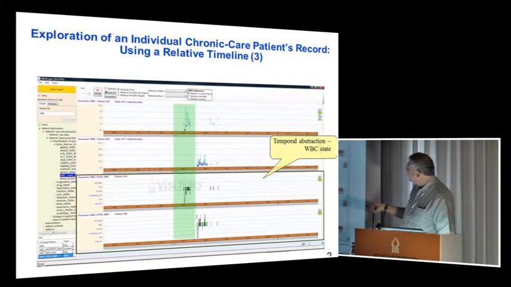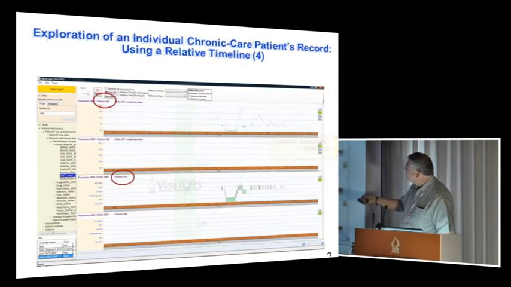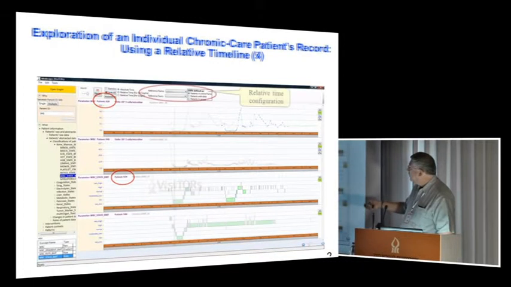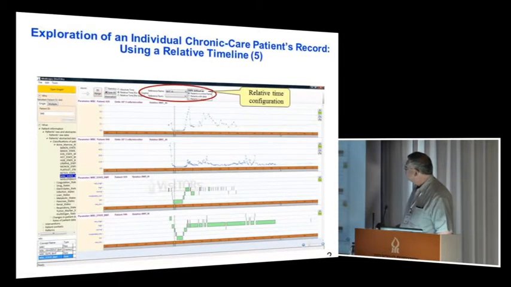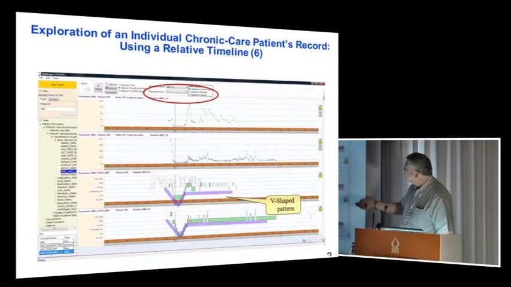So again, we abstract it, and now we notice an interesting pattern, which is a V-shaped pattern. It looks like the white blood cell state has dropped down to very low and gone up after the operation, okay? And we suspect that it happens in some patients, but it's difficult because each of them was actually operated on a different date over a whole decade, right? So we see this V-shaped pattern in two different patients, and maybe it happens for 10,000 patients, right?